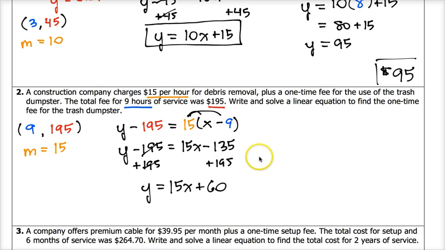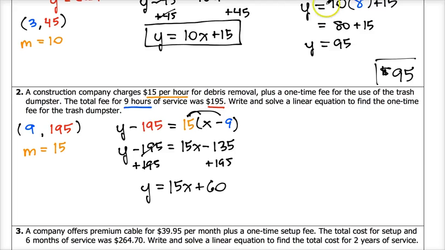So now we'll look at the second part of the problem, which asks us to find the one-time fee for the trash dumpster. So a one-time fee, you have to think about it, is what the company is charging you regardless of how many hours you've actually used the service. Okay, if you rent a moving truck, let's say, from U-Haul, they'll often charge you a flat fee and then a cost per mile or a cost per hour.